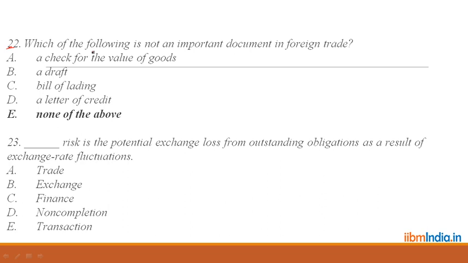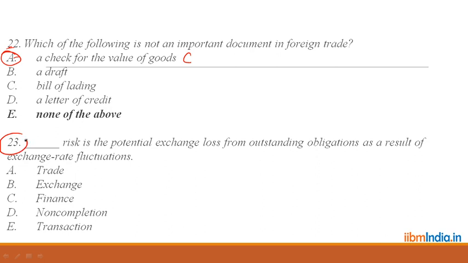Question number 22. A draft, that is called sight draft or usance draft, is a very important thing because that is called the mode of payment actually. Bill of lading also, because it is the exchange of the receipt. Letter of credit is issued by the importer's bank. So check for the value of the goods, that is called inspection. It's not so much important. Question number 22, A is the correct answer.